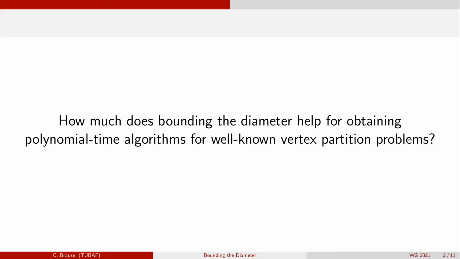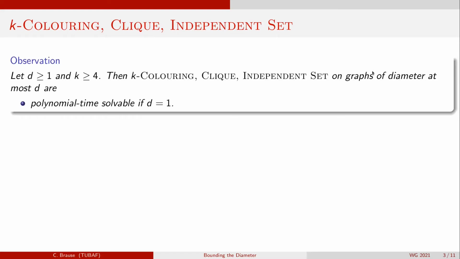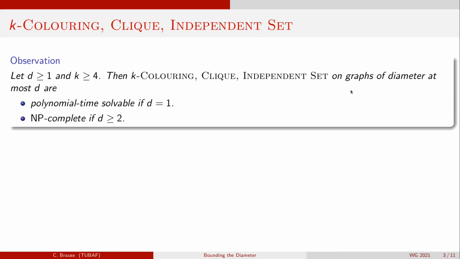So let's start with three well-known vertex partition problems, and these are k-coloring, clique, and independent set. Well, it's easily seen that all graphs of diameter 1 are complete, and as our problems are easily solved on complete graphs, it's not a big surprise that these problems become polynomial time solvable if we restrict the input to graphs of diameter 1. However, as soon as we allow graphs to have a diameter 2, we find that most of our problems remain NP-complete.